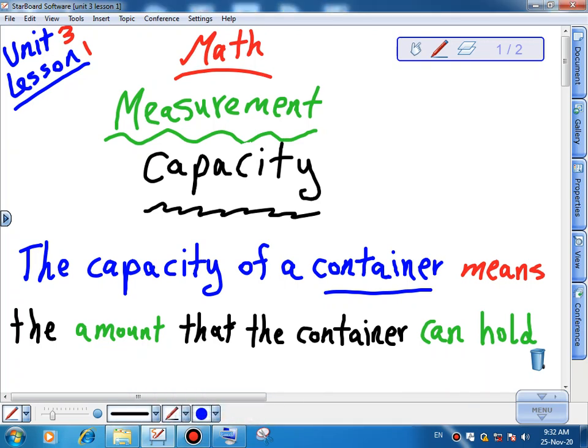Hello everyone, today you are going to learn the first lesson in Unit 3, Measurement. And the first lesson is called Capacity. What's the meaning of capacity?